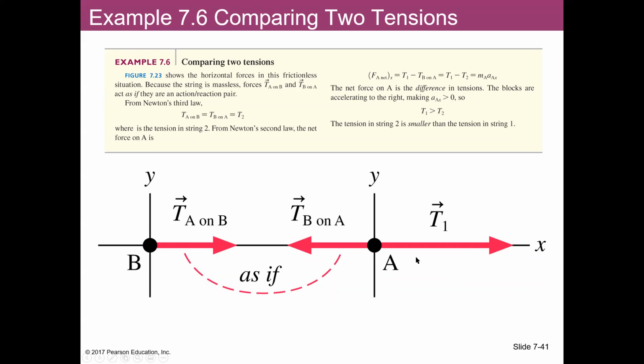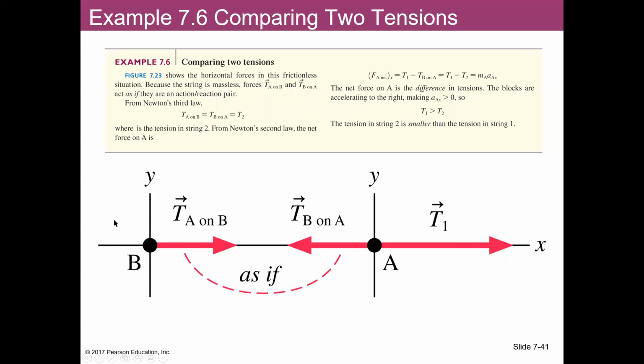Otherwise, block capital A wouldn't accelerate to the right. And so it seems kind of weird, but make sure you understand this logic. So there's a smaller tension applying a force on a bigger mass, and yet they accelerate at the same rate. So what's the same here? I mean, block A has a bigger tension, and yet it doesn't accelerate more. I mean, because it's smaller mass.